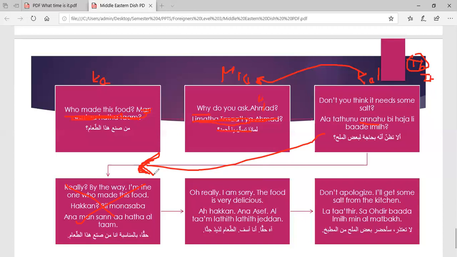I'm the one who made this food, right? Yes. Like أنا من صنع هذا الطعام. So here you were not interrupting her, you were answering her. And by the way, Mia answered Kalam, answered you. By the way, if you don't know, I am the one who made this food. What are you going to do now? Oh, really? I am sorry, the food is very delicious. يعني you mean, Kalam, you mean to say to Mia, this food is very delicious, but it needs some salt. Okay, you found it delicious, but it needs some salt. So, oh, really means what? حقا, I am sorry. حقا.